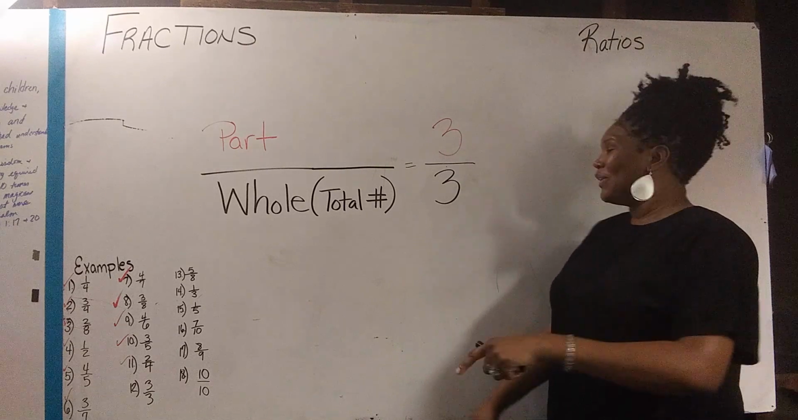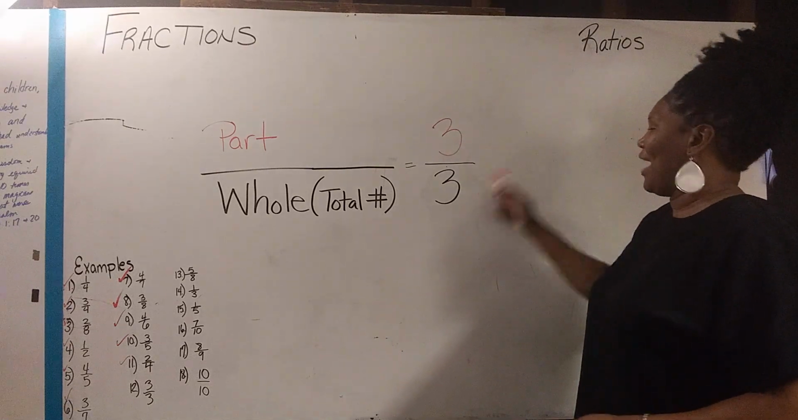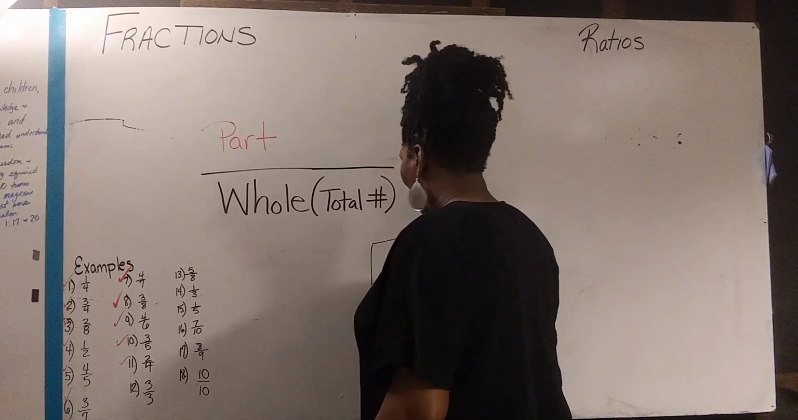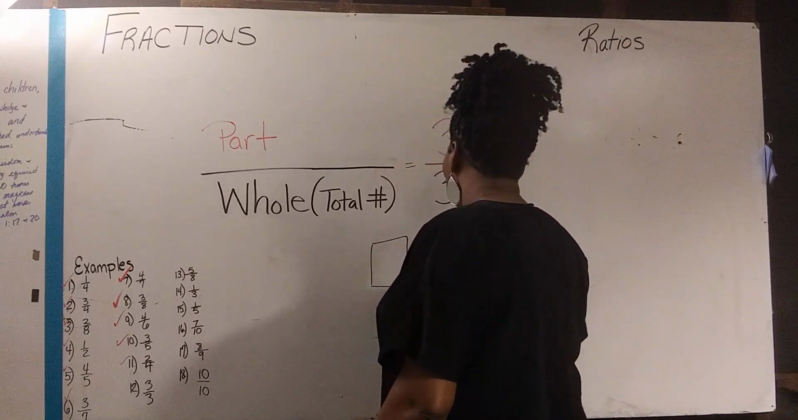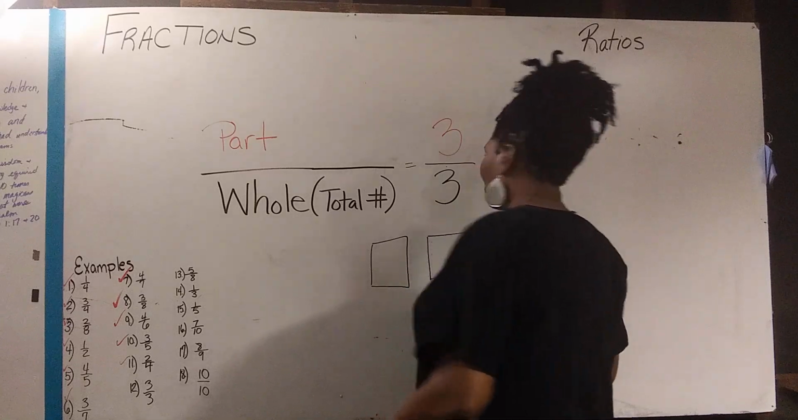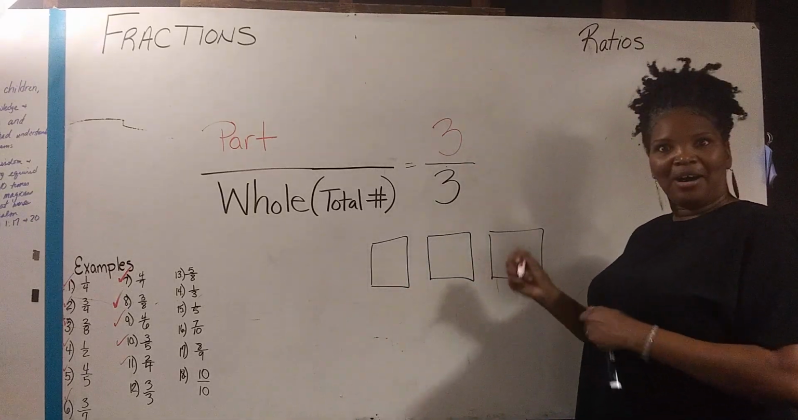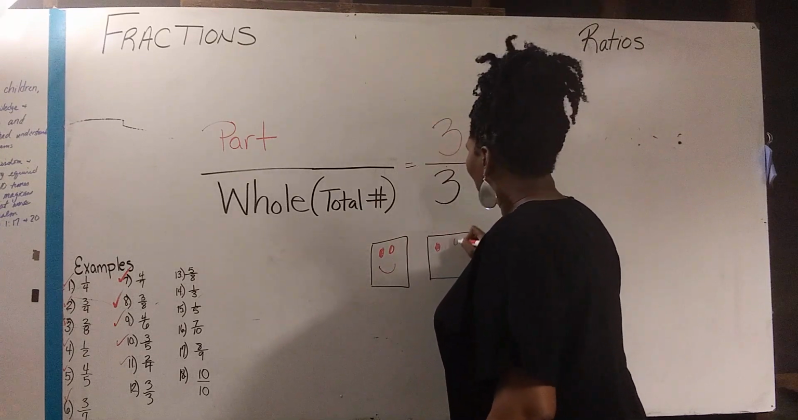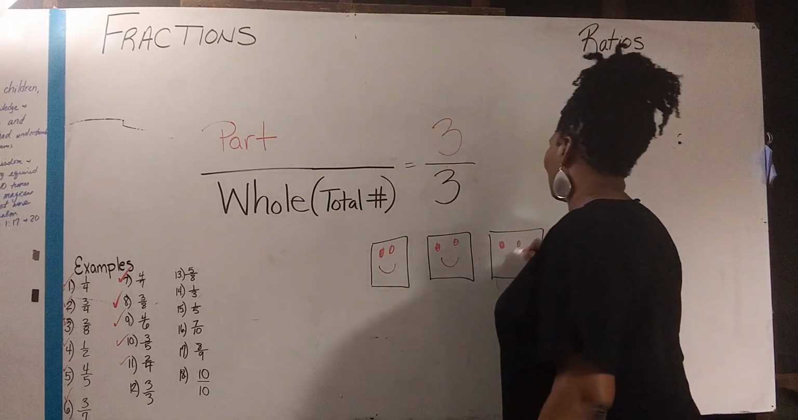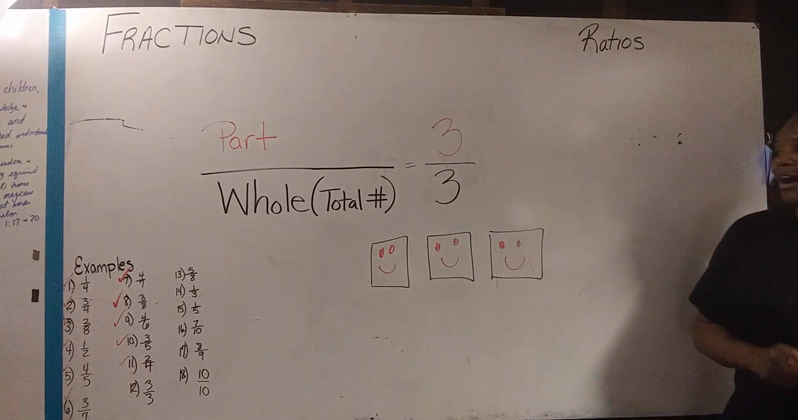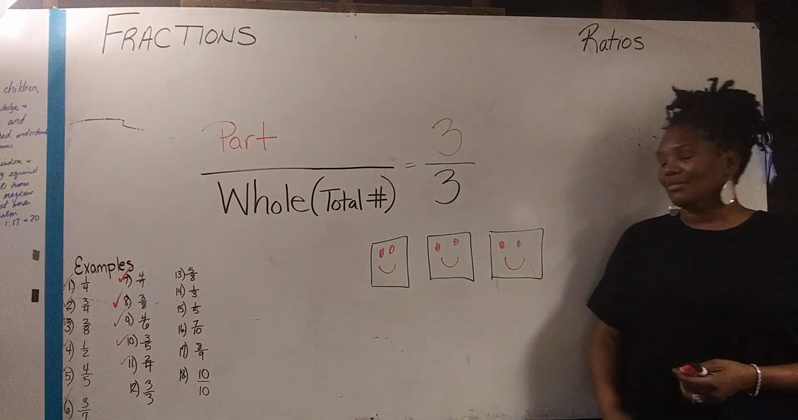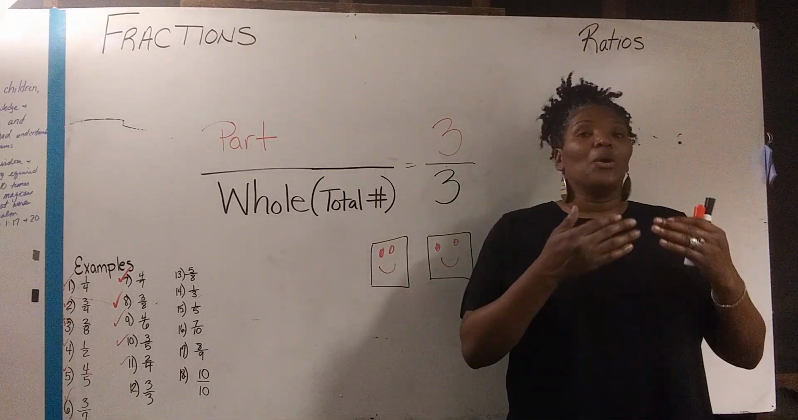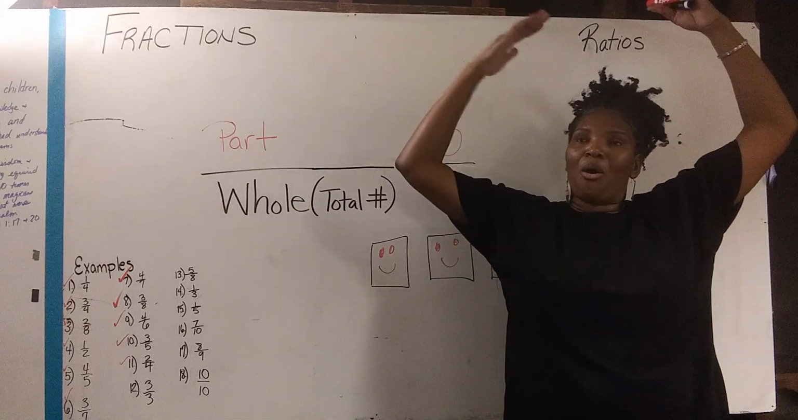All right, so this one tells me that I have to have how many squares? 3. Good job. And how many are going to be colored in? 3. All right, so all of them get smiley faces. Smiley face, smiley face, smiley face. All three of them are colored, have smiley faces. So that is 1 whole.